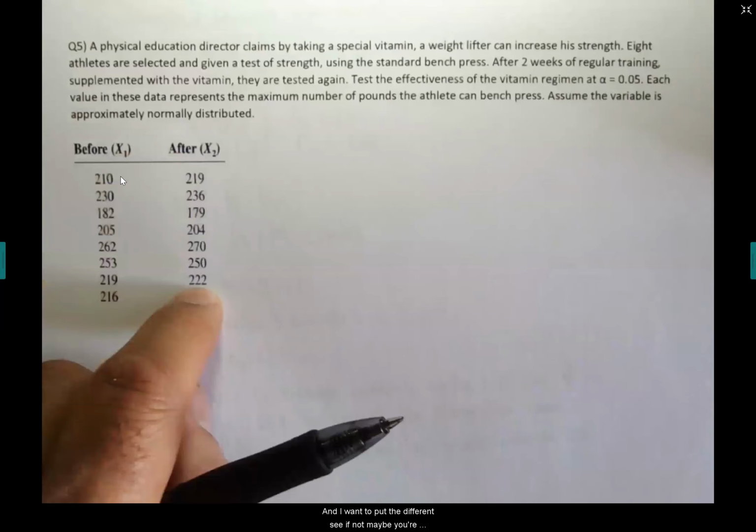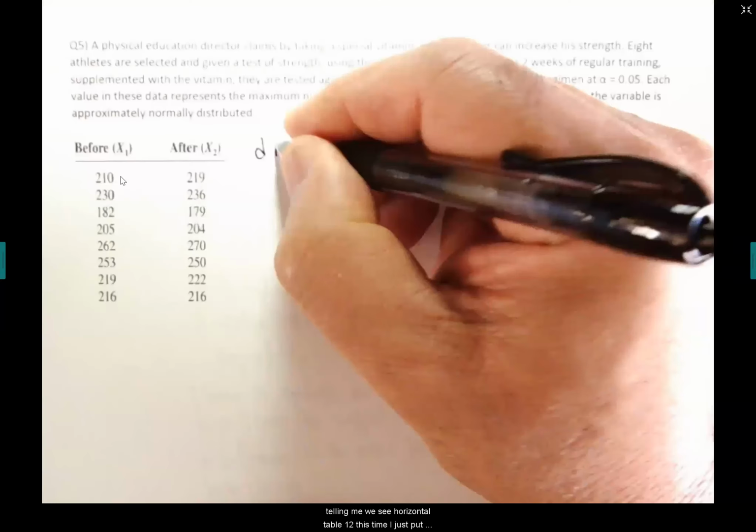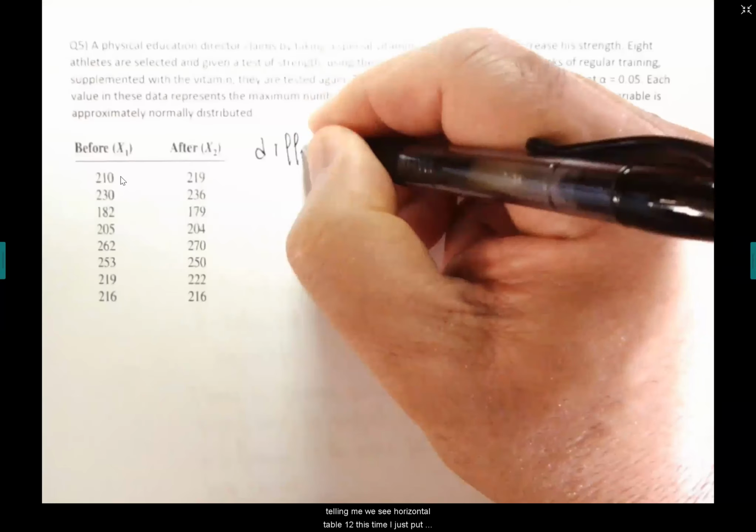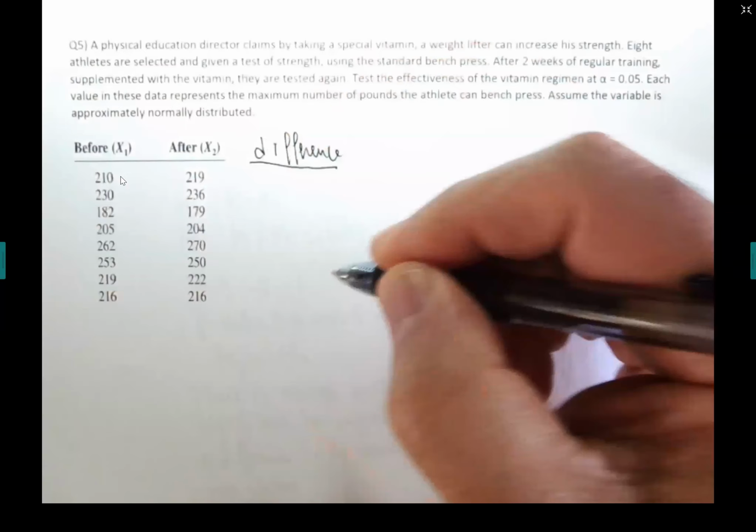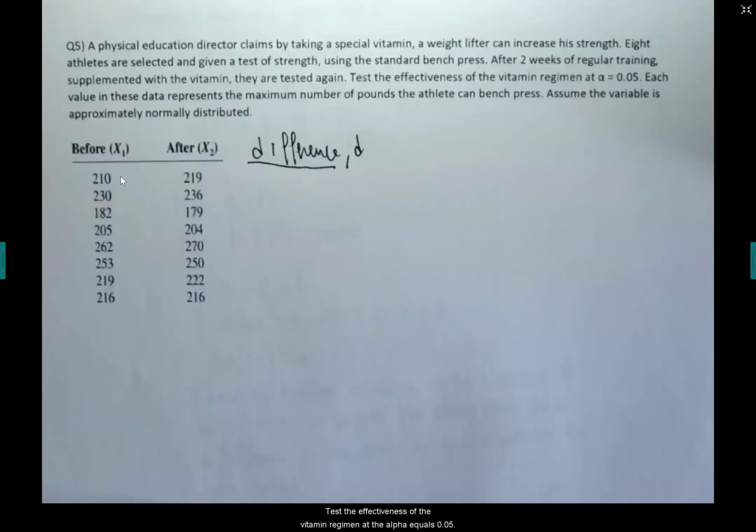And I'm going to put the difference here. Now, maybe you'll tell me we see horizontal tables. Well, this time I just put a vertical. It doesn't matter. It shouldn't make any difference, guys. Test the effectiveness of the vitamin regimen at alpha equals 0.05. Each value in the data represents the maximum number of pounds the athlete can bench press. Assume the variable is approximately normally distributed.